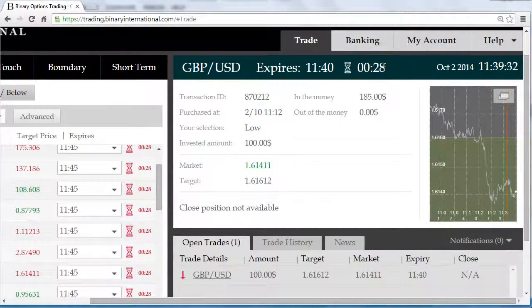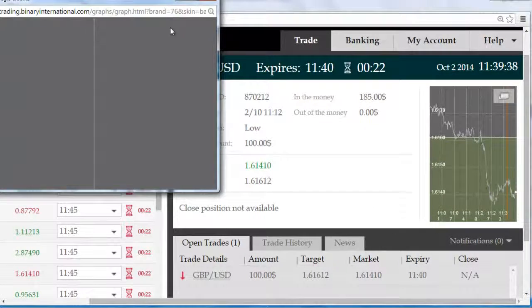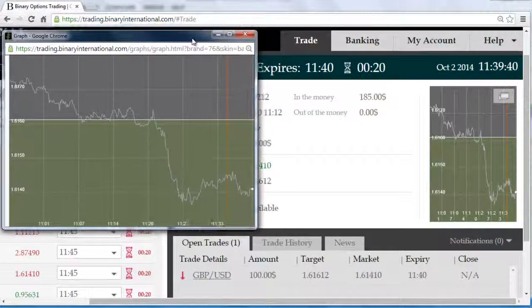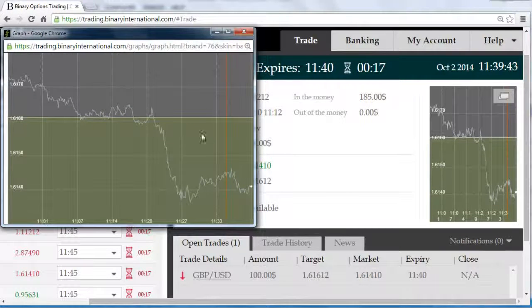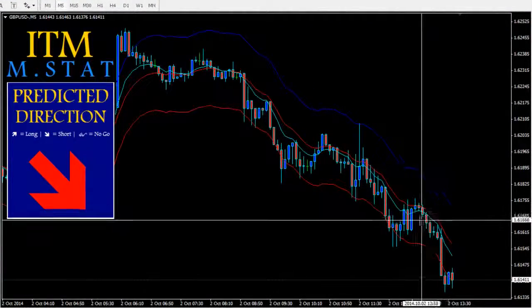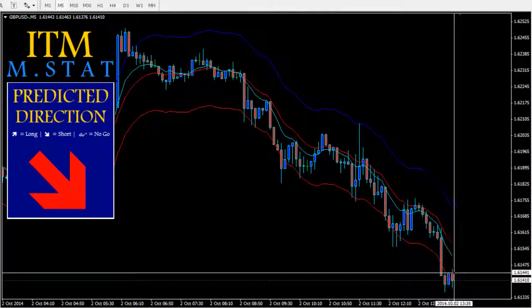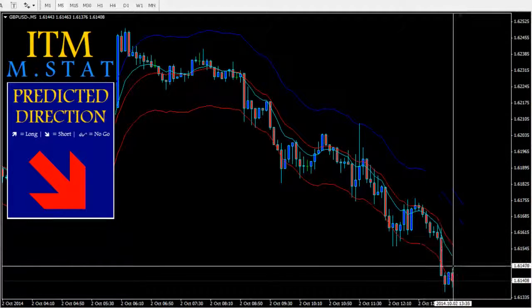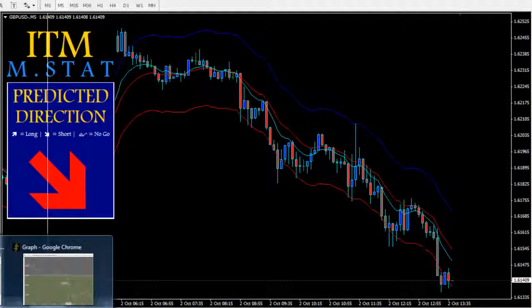All right, back again here with roughly 26 seconds remaining to this pound US dollar trade here using ITM M.stat. As I mentioned earlier, it is a multi-time frame indicator, which doesn't translate to you using it on each and every time frame, but it essentially runs on the 5-minute time frame only and aggregates data across time frames. It then passes that data into a proprietary algorithm that processes the information and allows for a direction to be predicted, whether long, short, or no-go.